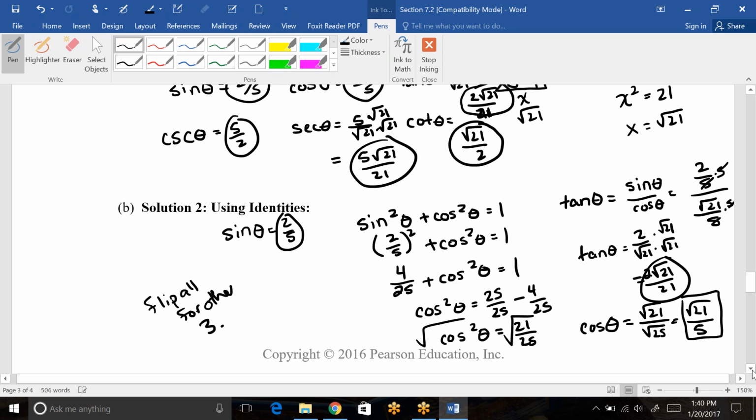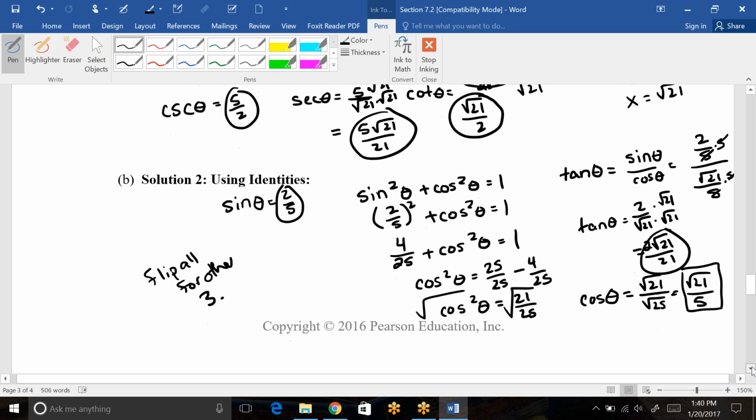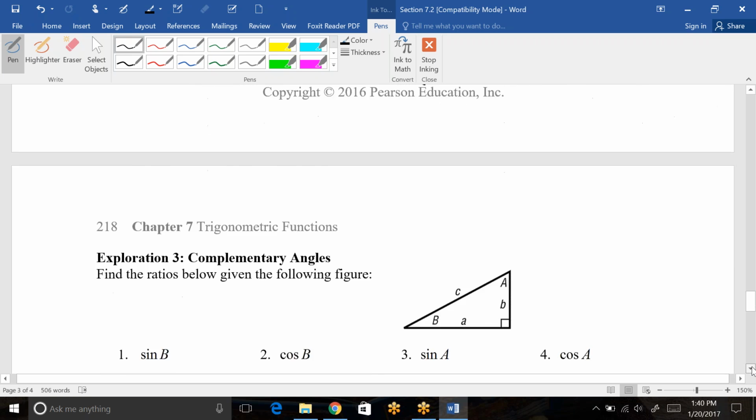So it's just really what preference do you want? Do you want to use Pythagorean theorem with just the numbers? Do you want to plug into the Pythagorean identity or to one of the other identities if you know enough pieces? So there's multiple ways that you can approach these.